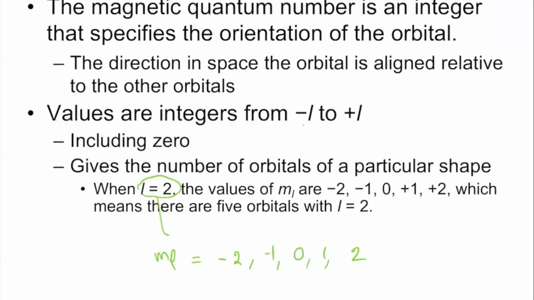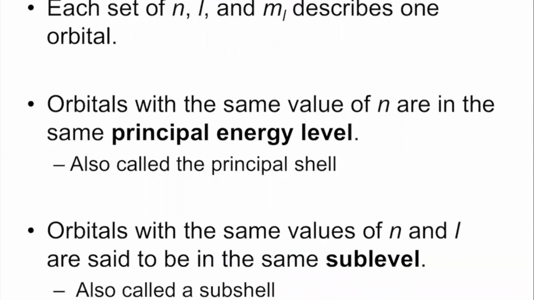Okay, so let's say I tell you n equals 2, l equals 1, which means what? The one you have to remember is that if you're talking about l equals 1, that means it's going to be P. And P has 3 axes. So m sub l is going to be -1, 0, and 1. Each set is going to be represented by the n, the l, and the m sub l.